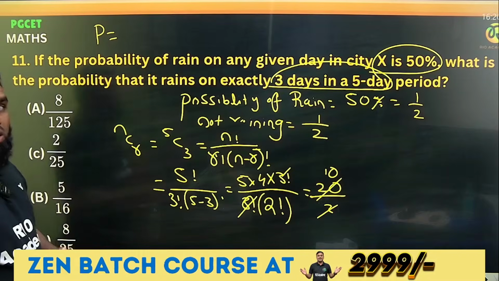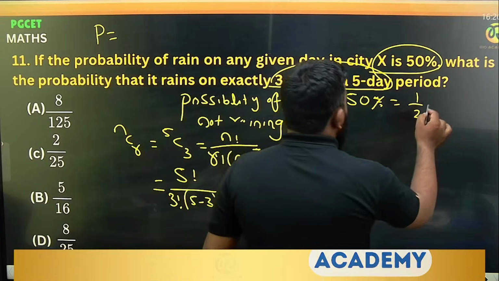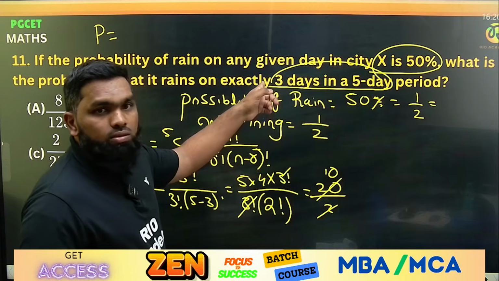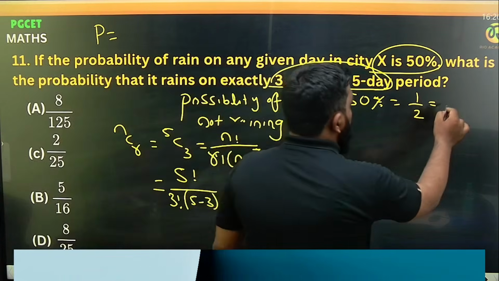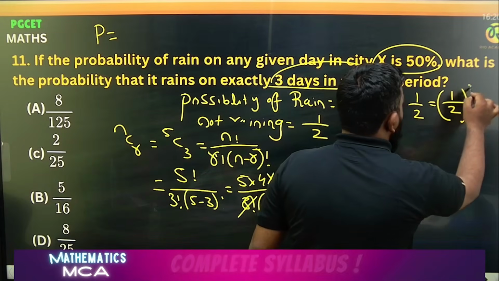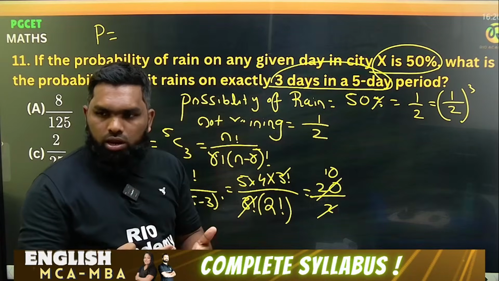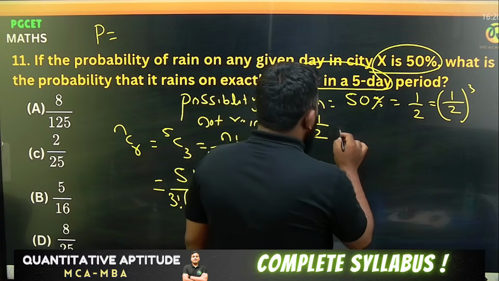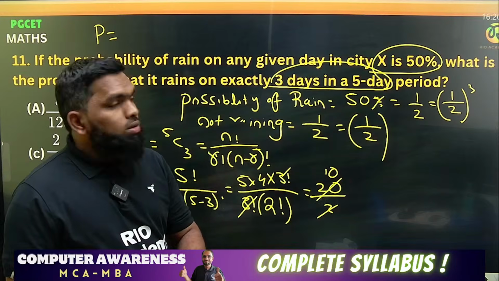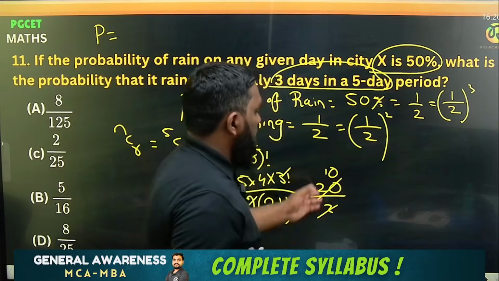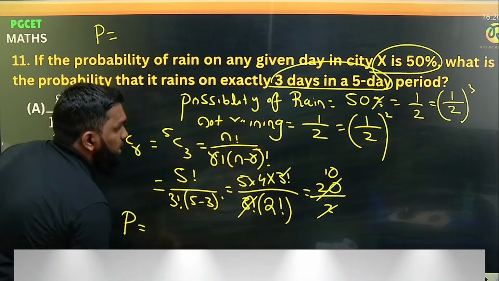They are asking for the total probability, happening and not happening. Rain happening on exactly 3 days means we can write (1/2) cube, that is 1/2 into 1/2 into 1/2. And not happening on the remaining days out of 5 is (1/2) whole square. Totally we are going to multiply all the conditions.